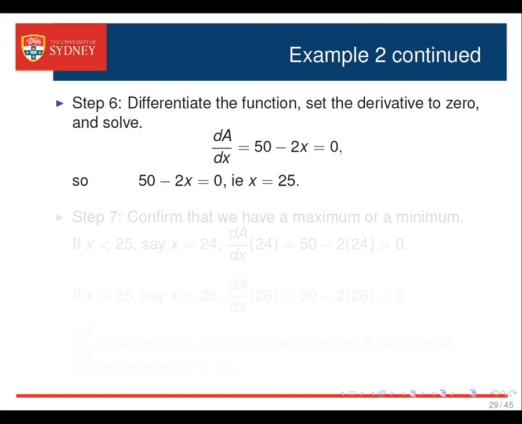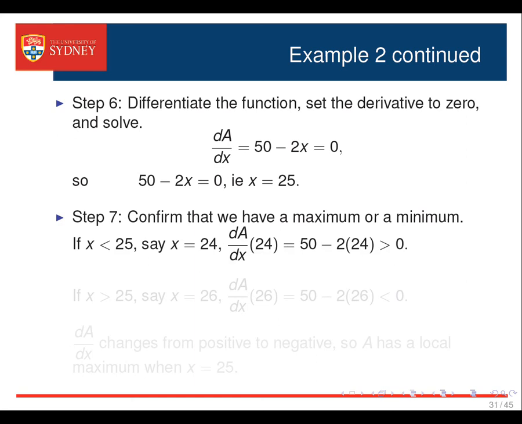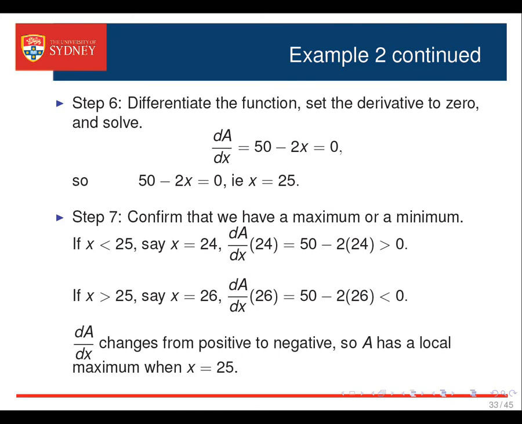Differentiate a with respect to x, set the derivative to 0 and solve for x. We find that x equals 25. Now we need to confirm whether this x will give us the maximum or minimum area. If x is less than 25, say x equals 24, the derivative of a is positive. If x is greater than 25, say x equals 26, the derivative of a is negative. As the derivative changes from positive to negative, a has a local maximum when x equals 25.